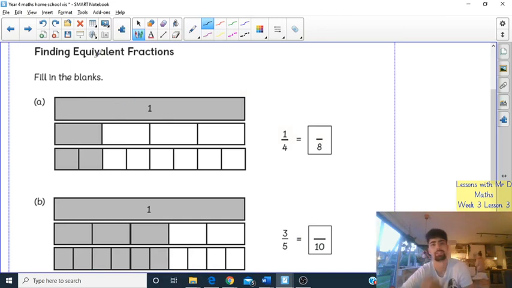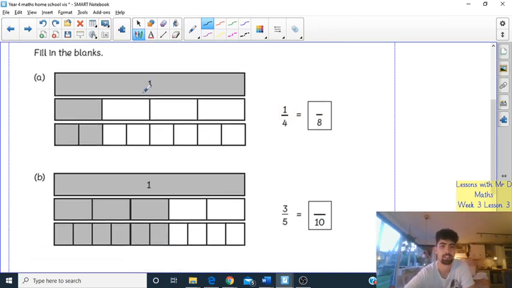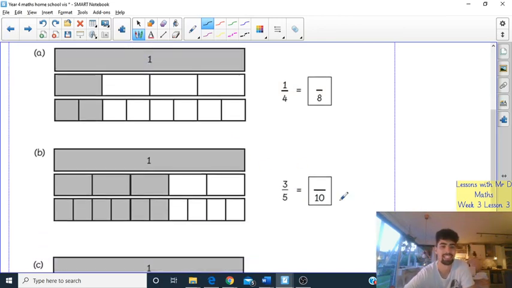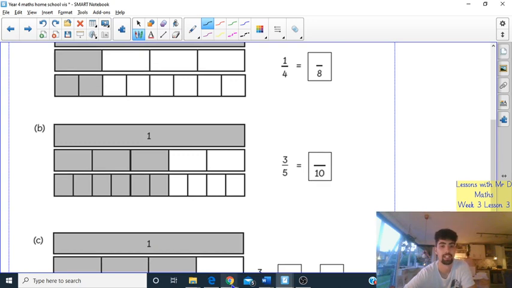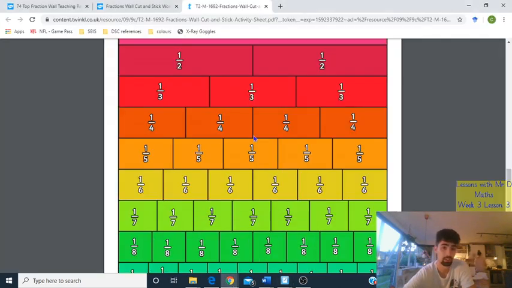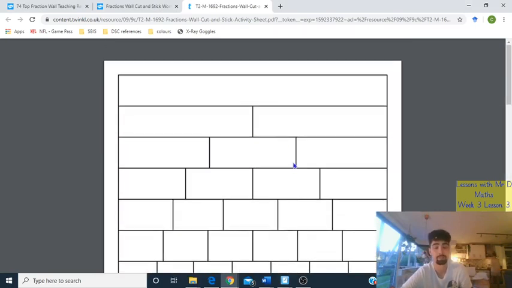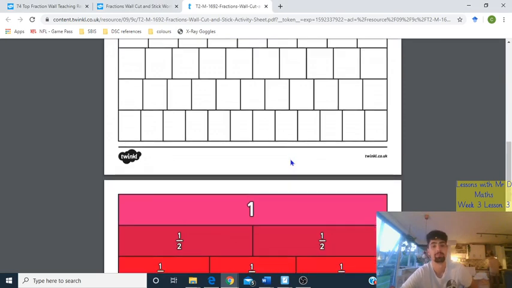Again, go back through the video and find the questions that are a bit easier, or have a go at the challenge if you want to. Have a go at these questions and fill in your own fraction wall, and just explore again which fractions are equivalent. Try and get really good at using this, or making your own fraction wall.